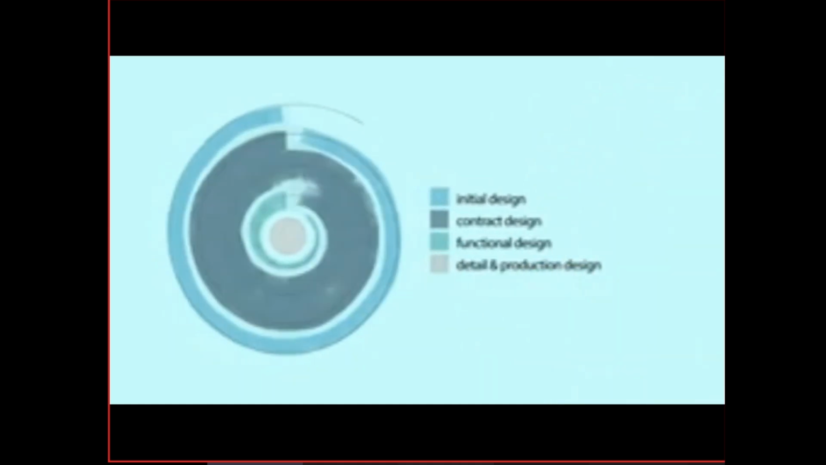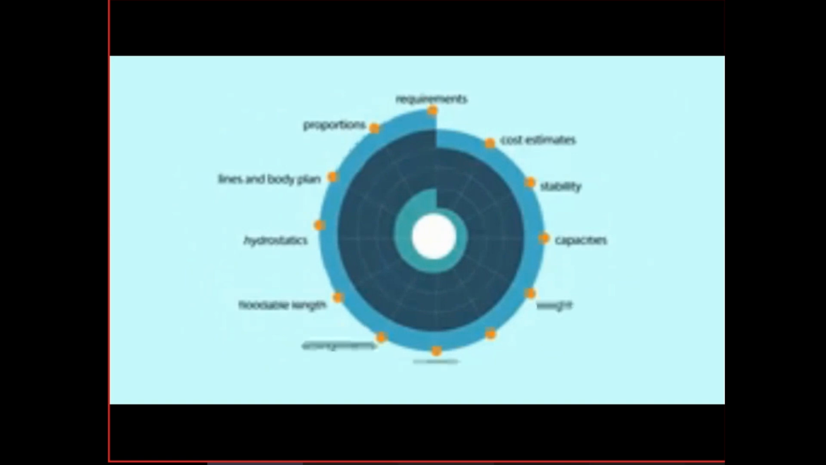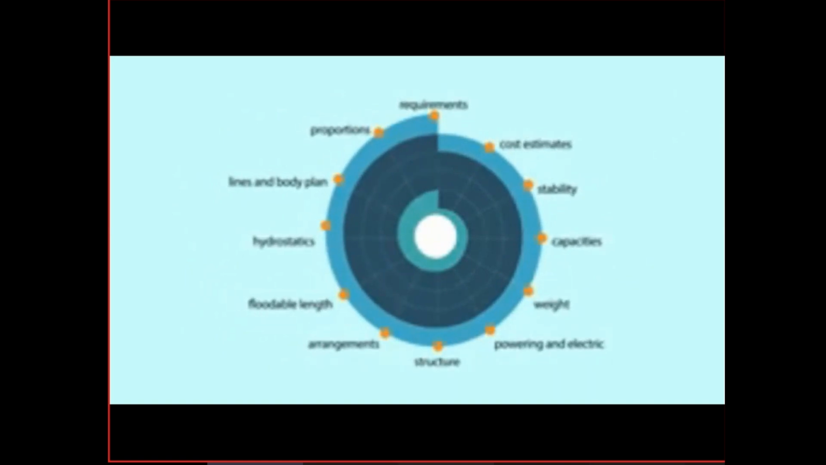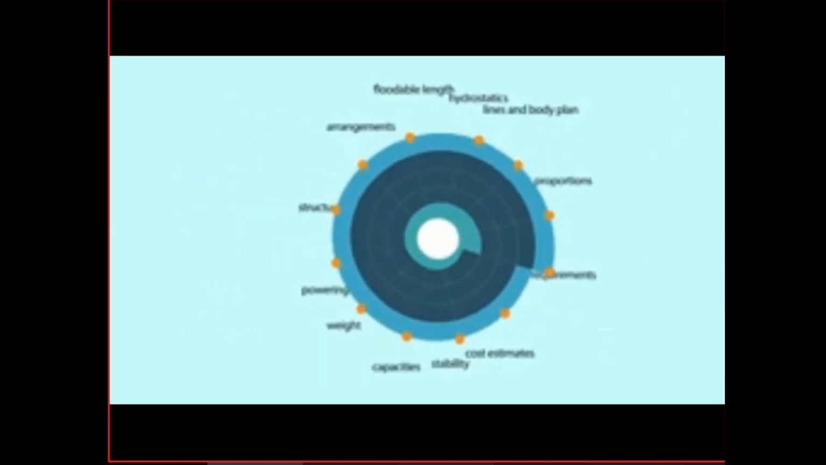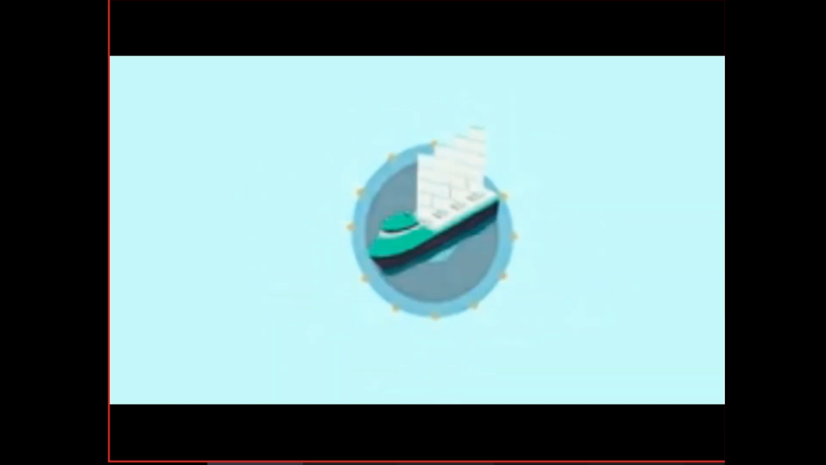Each phase runs through the same sequence of tasks. With each cycle of the spiral, the design is refined, the degree of complexity increases, and the number of design possibilities is reduced until the final design is achieved at the center of the spiral. In practice, however, the design spiral looks a bit like this.